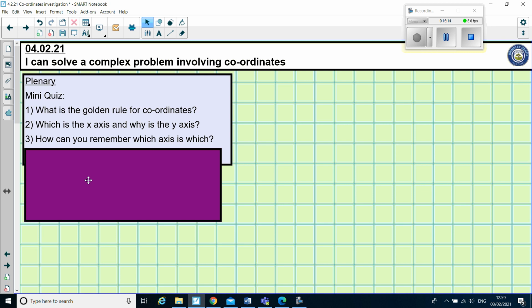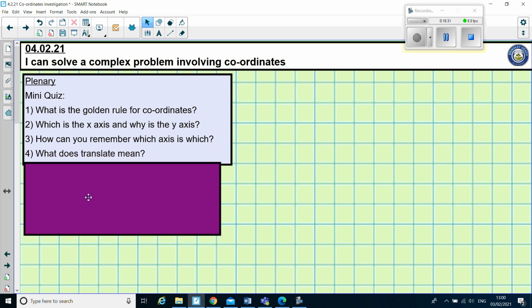Okie dokes. The way I like to remember the y, the letter y comes down. It's got that descender on it. Down, up or down. The y-axis is the one that goes up or down. The x-axis looks like a cross, so it goes across. Okay, question 4. What does the word translate mean in maths? So we're talking about maths and we're talking about translate. What are we talking about? Pause the video now and write it down.